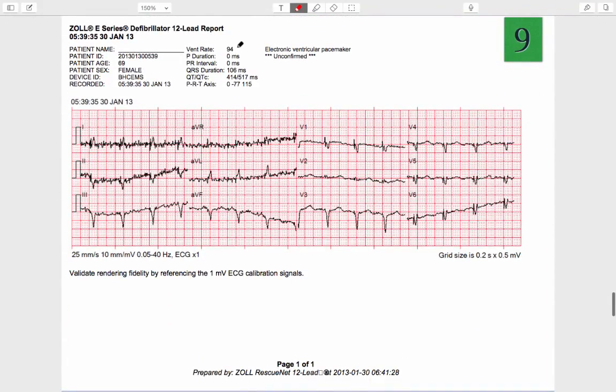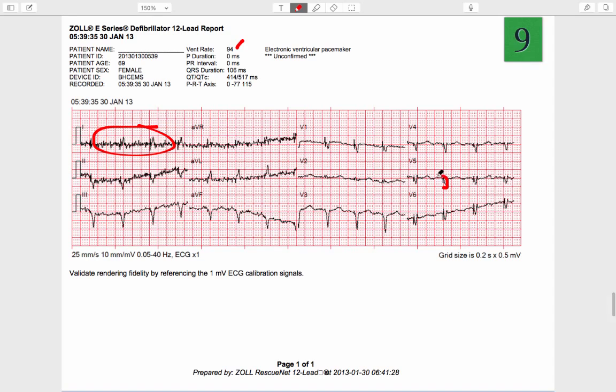Number 9, the rate is 94. There are some P waves, although there's quite a lot of interference, and this whole lead up here is very full of interference. Again, I would run another 12 lead if I got this kind of a thing. You've got some baseline wandering, which just adds to the confusion here a little bit, and this is what happens in the field sometimes. Your patient's breathing rapidly or has a lot of tremor, or there's something else going on.